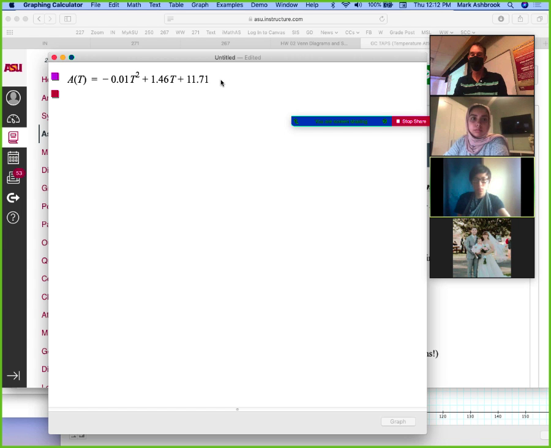Okay, what if I did A of X? Yeah, that too. That works too. It works. Does it graph it? If I do this? What about that? Will that graph it? Does that graph something?